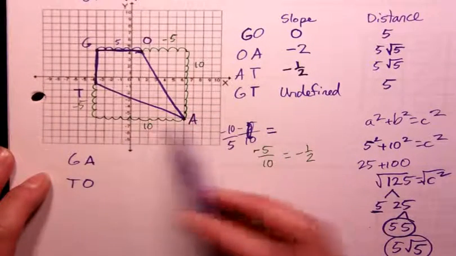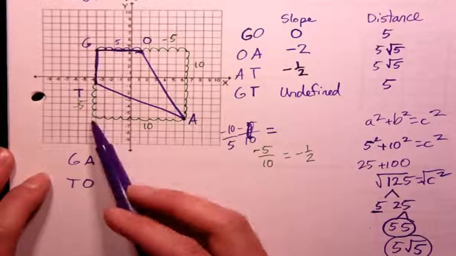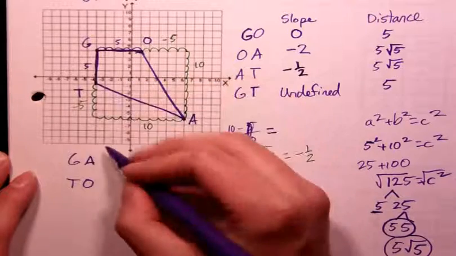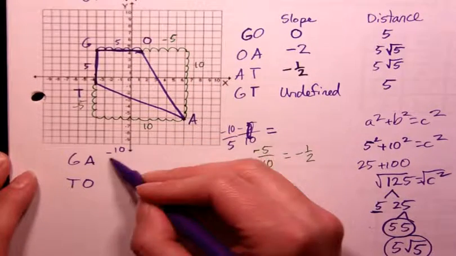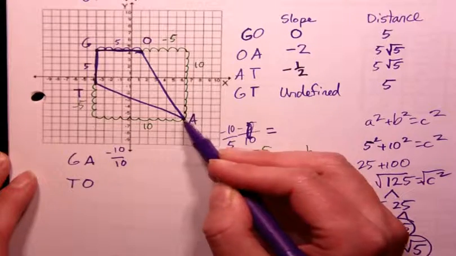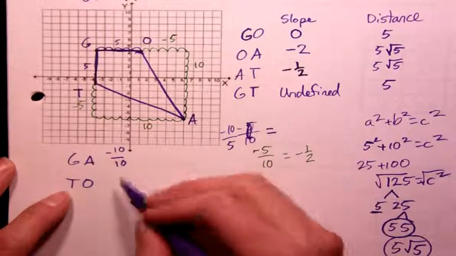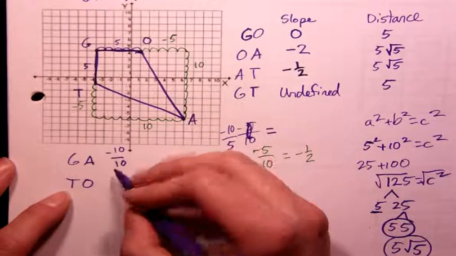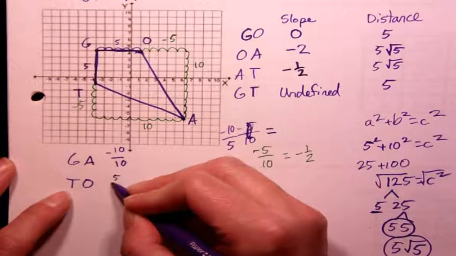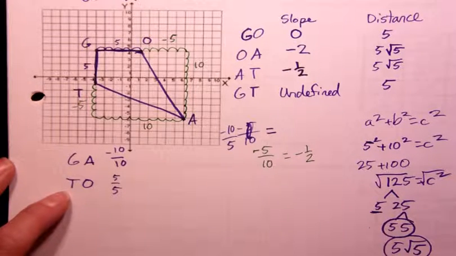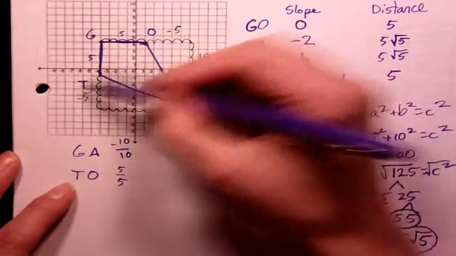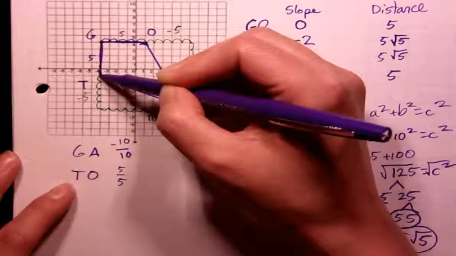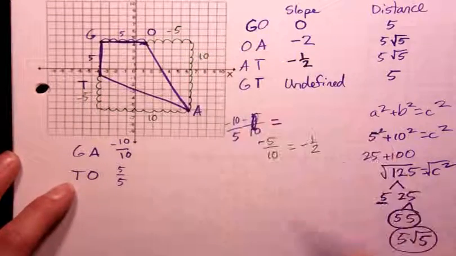So we just count our rise over run. Going from G to A, what is my rise from G down to here? 10. We already counted 5 here and 5 here. So it's just negative 10 because I'm going down, over 10 because I'm going forward. TO is 5 over 5. Positive or negative for TO? It depends. If we count from O to T, it'd be negative 5 over negative 5, which would cancel out. If we go from T to O, it's positive, positive. Either way, that's a positive line.